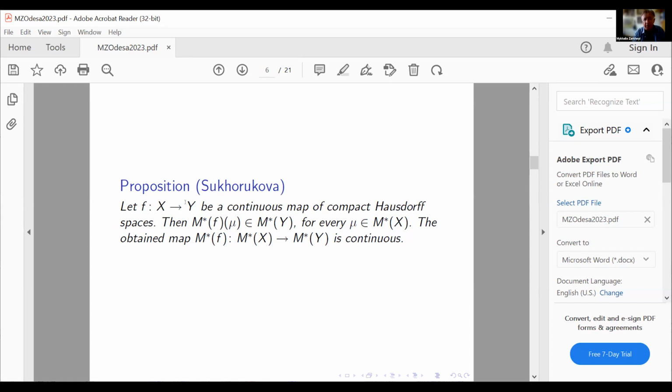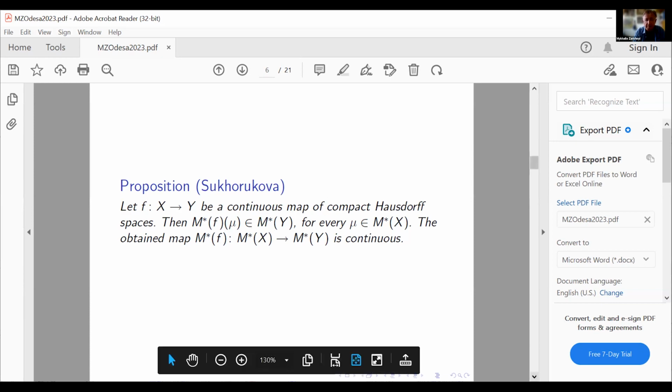Every map f from X to Y determines a map on functionals in a natural way. And this obtained map is known to be continuous, and in fact we obtain a functor acting in the category of compact Hausdorff spaces and continuous maps.